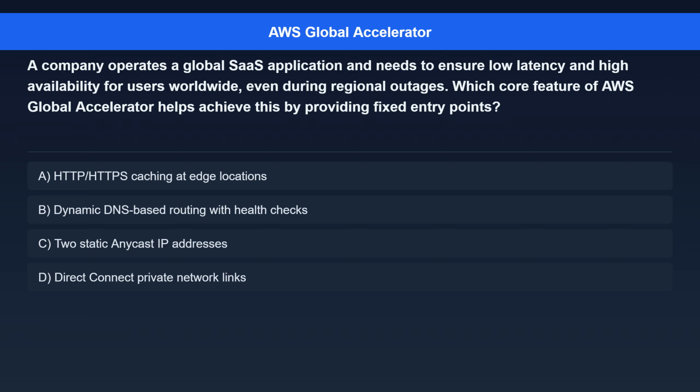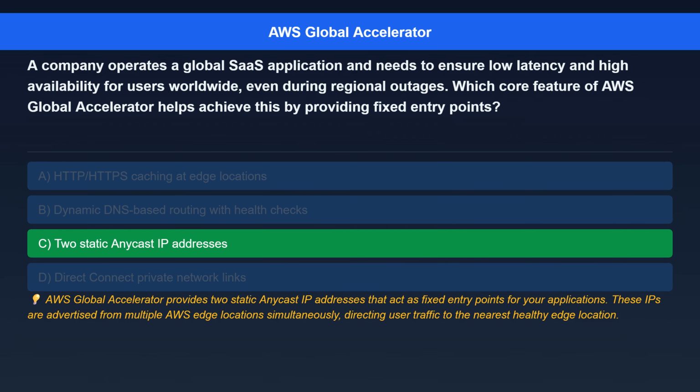Option B. Dynamic DNS-based routing with health checks. Option C. 2 static Anycast IP addresses. Option D. Direct Connect private network links. The correct answer is 2 static Anycast IP addresses.